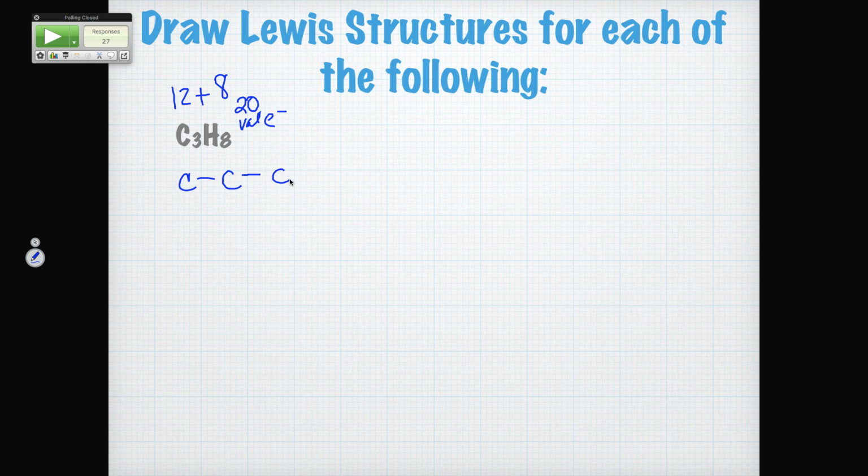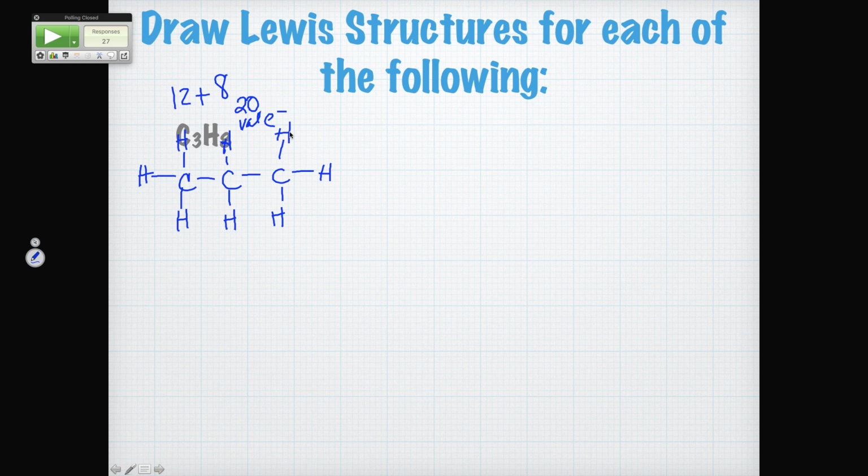How many do I got? 8. So how many does this one get? 3. And you'll notice we just go to the quadrants. The C in the middle gets 2, and we always draw 1 down and 1 up. We don't draw 2 down. The last carbon gets 3. Did I use 8 hydrogens?